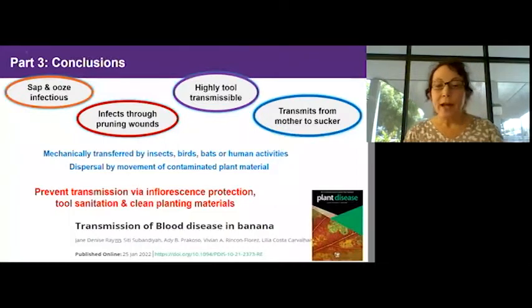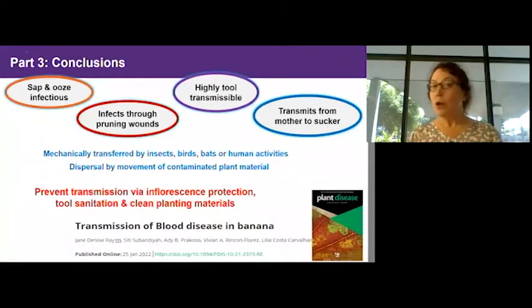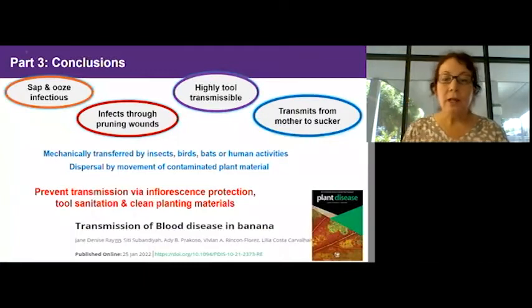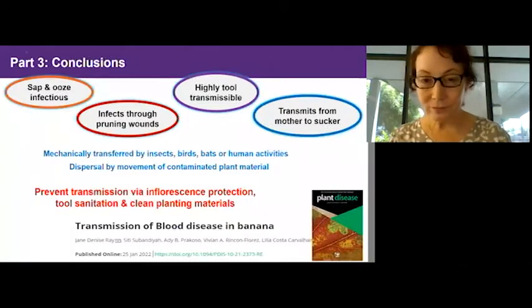We conclude that to prevent transmission, we need to protect the inflorescence through bagging. We need to debell by snapping to remove that infection court. We need to sanitize our tools, and we need to use clean planting materials. Now, this section's already been published in Plant Disease if you'd like more details.